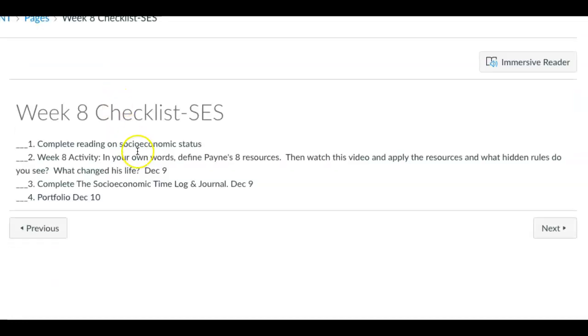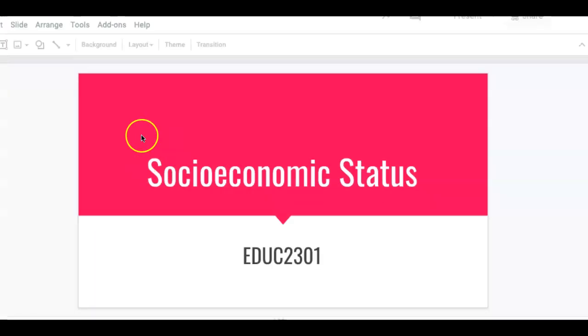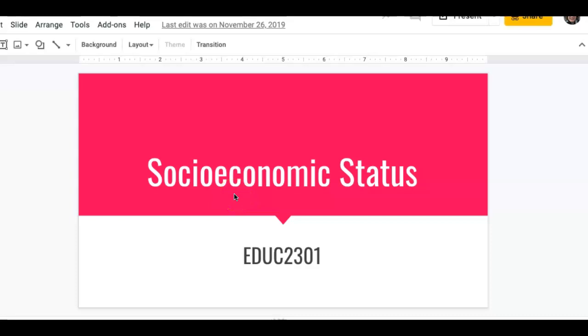So when we look at the checklist, we will have the readings, you'll have an activity this week, and then you'll have your time log. The portfolio is going to be due on Thursday, and then you have your final to finish us all up. Try this link to bring up the PowerPoint. And then this is Payne's readings, and a lot of the work in the week activity that you'll be doing will be based on Payne's work.